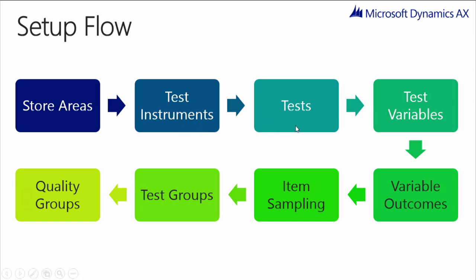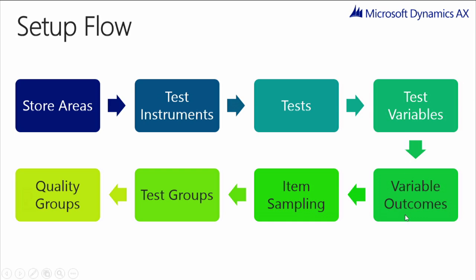Tests are next. The test defines what action the worker should perform. This is a mandatory setup for using quality tests. Next are test variables. The test variables determine what type of information should be recorded for the test. This is required if the option is selected on the test.